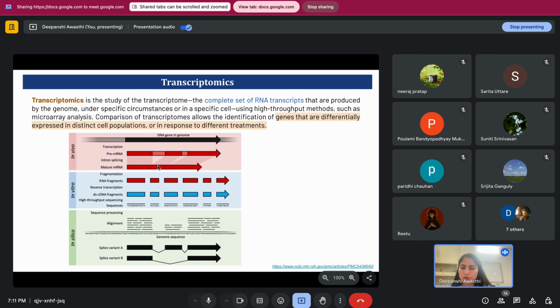In this diagram you can see that in vivo there is DNA and we are only focusing on a single gene in the genome. After transcription it will synthesize the pre-mRNA. The pre-mRNA will undergo splicing, in which introns will be removed and exons will be combined. Then mature mRNA will be synthesized, which will move from the nucleus towards the cytoplasm so that it could be converted to protein. So this is the in vivo process which is going on.